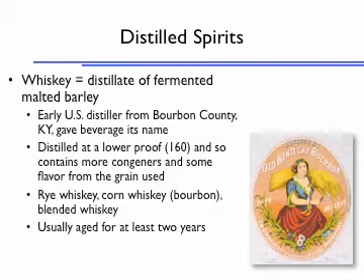Okay, so whiskey has to be made from malted barley, and there's an early U.S. distiller from Bourbon County, Kentucky, that gave that beverage its name. It's distilled to a lower proof, around 160, which would be 80% alcohol, and so it has more congeners and some of the flavor from the grain left over.